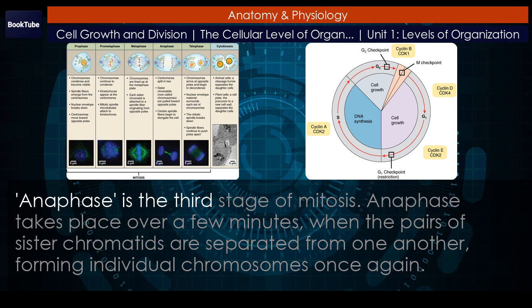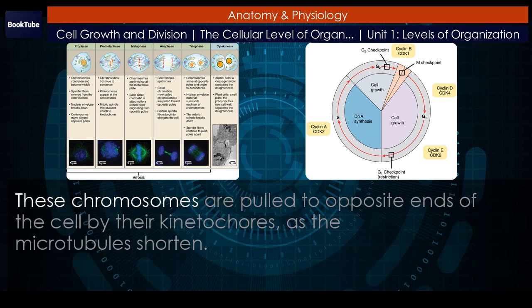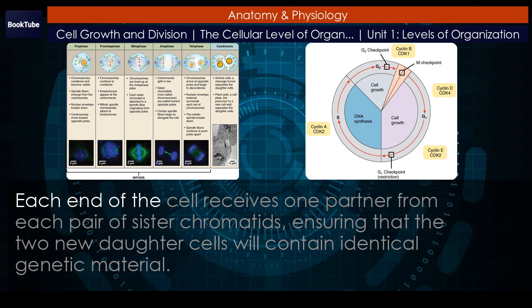Anaphase is the third stage of mitosis. Anaphase takes place over a few minutes, when the pairs of sister chromatids are separated from one another, forming individual chromosomes once again. These chromosomes are pulled to opposite ends of the cell by their kinetochores. As the microtubules shorten, each end of the cell receives one partner from each pair of sister chromatids, ensuring that the two new daughter cells will contain identical genetic material.